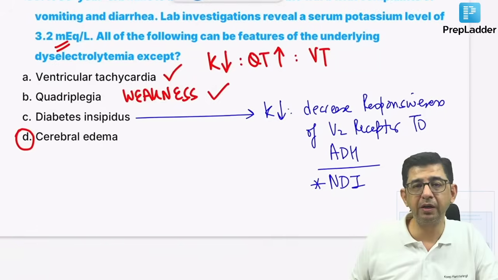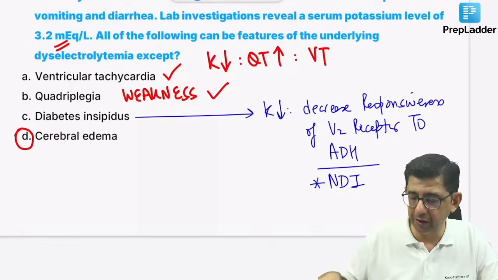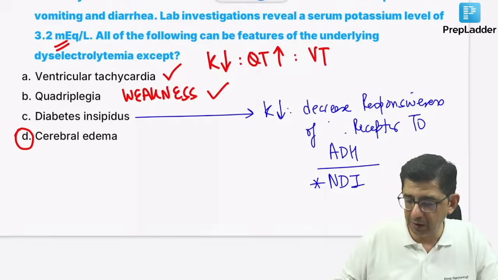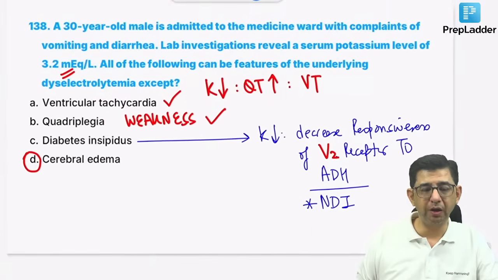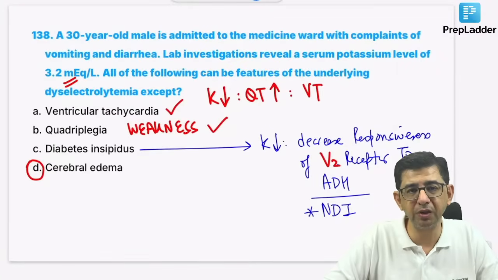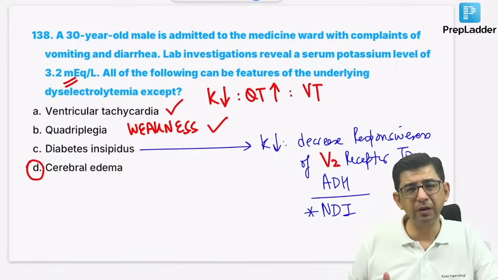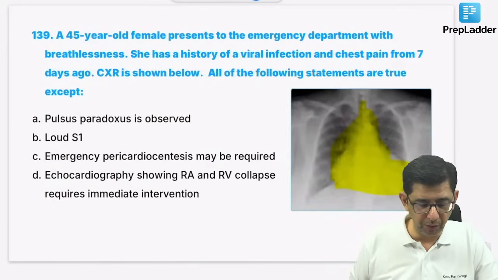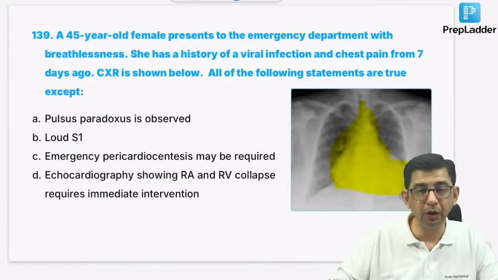I'll repeat my statement again. Hypokalemia decreases the responsiveness of the V2 receptor to antidiuretic hormone. And if that happens in a patient, then this is going to contribute to nephrogenic diabetes insipidus. And that's why polyuria can even be present in this patient. But option D is mainly due to sodium fluctuation, which is why the answer will be option D. QT shortening and QT prolongation both can contribute to the development of ventricular tachycardia.